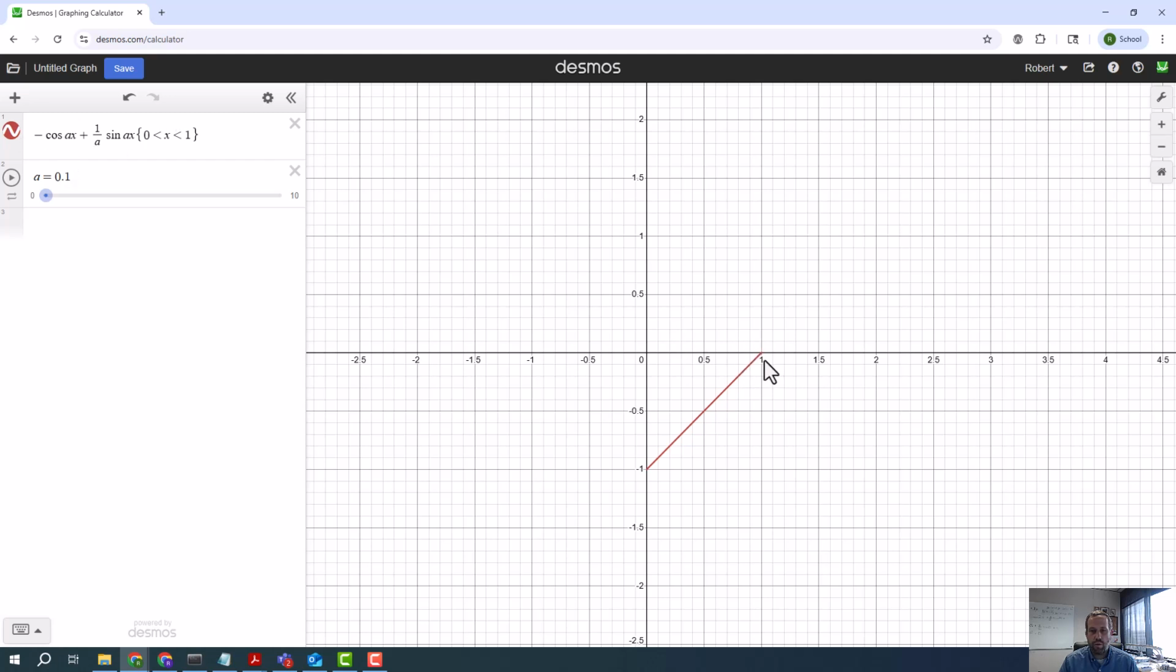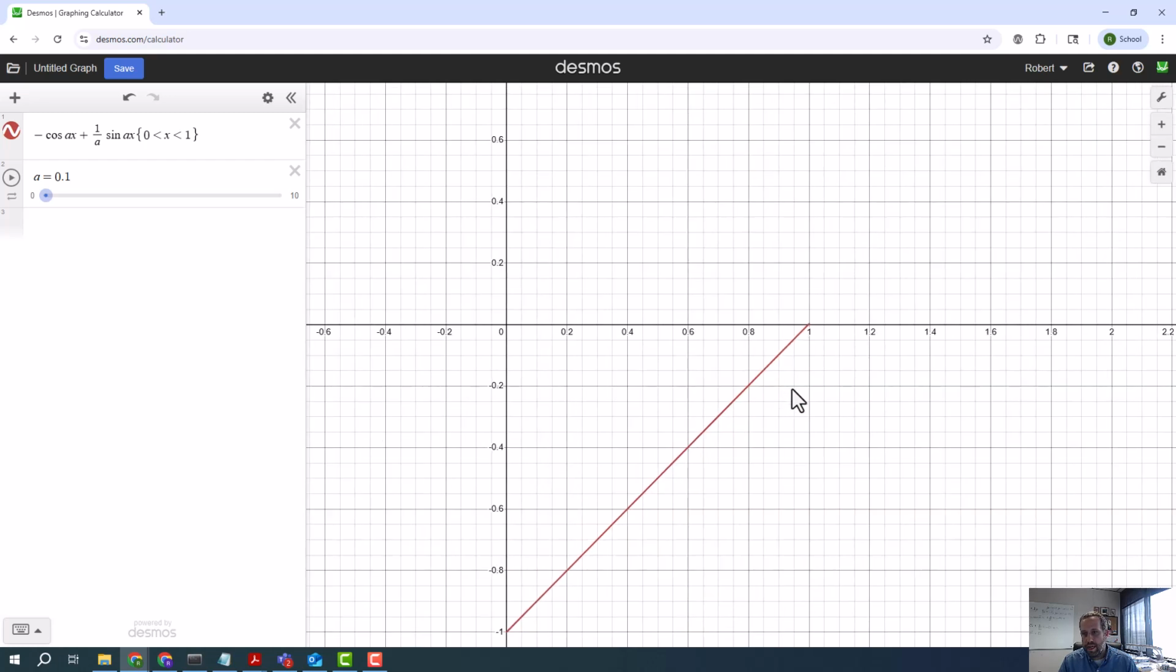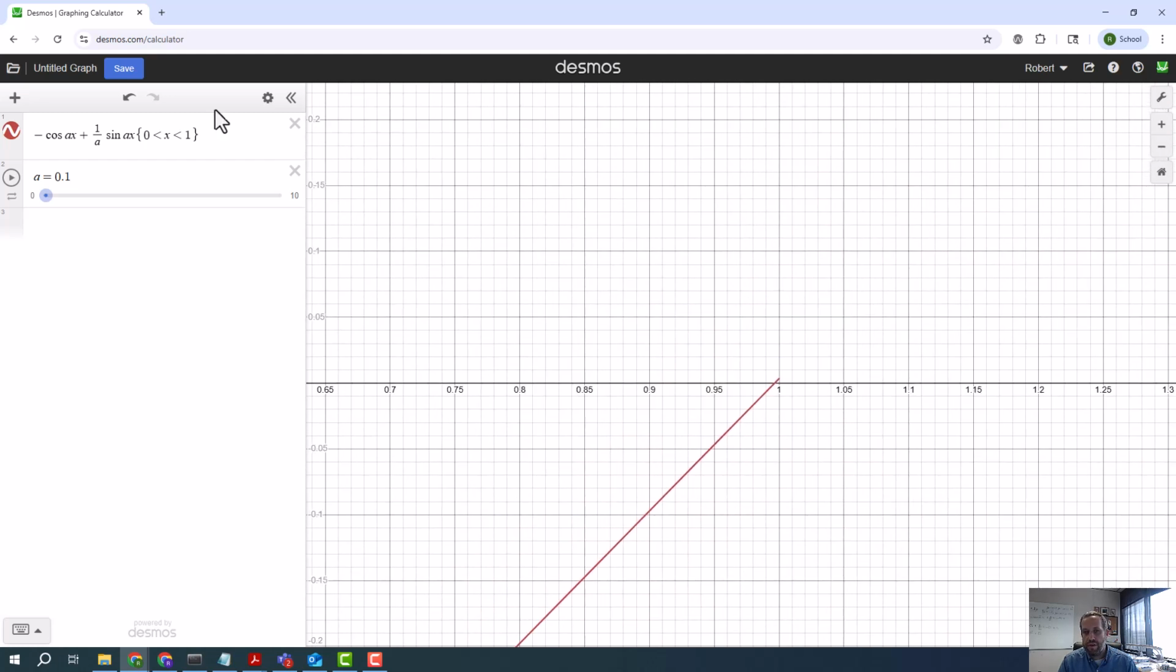When phi of x is equal to 0 at x equals 1, that means a is a new eigenvalue, or rather a is equal to the square root of the eigenvalue, so a squared is going to be the eigenvalue. So we see what happens here. It looks like around 0.1, maybe even a little bit less, if I go by 0.01. It's going to be a small step size there.